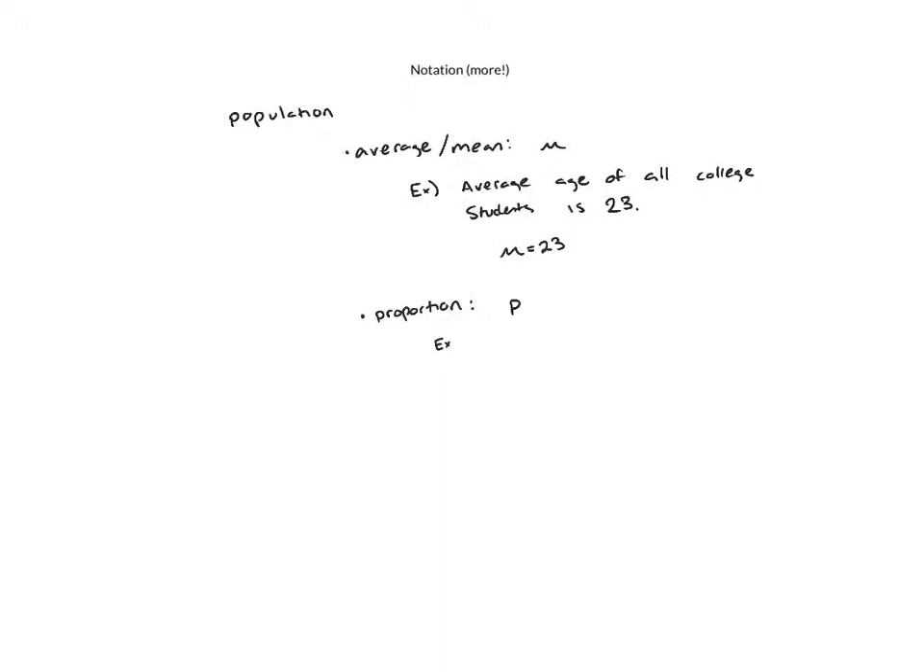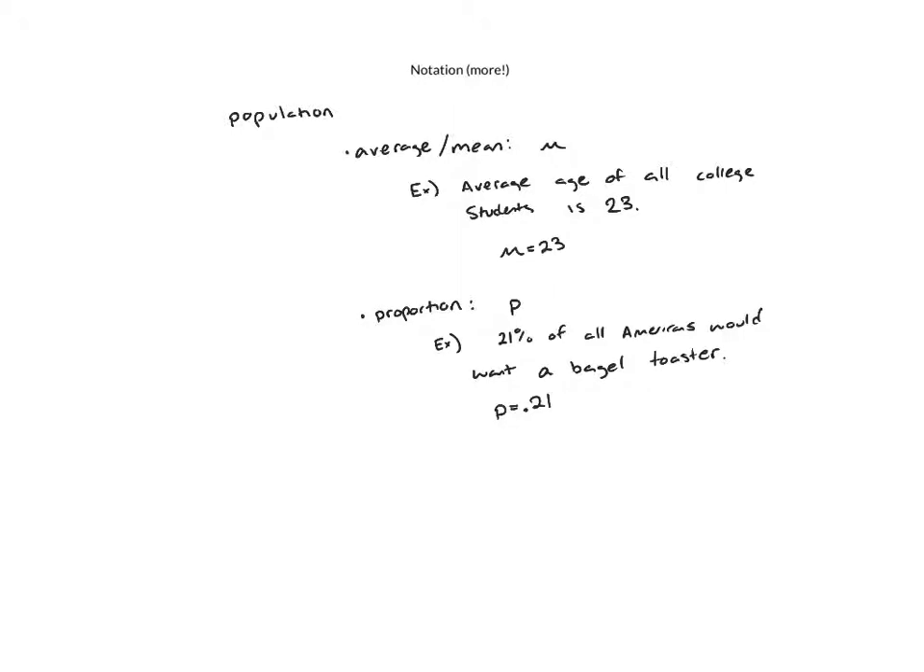Example would be to say, let's say 21% of all Americans would want a bagel toaster. So once again, this would be p equals 0.21. I write it in the decimal form.